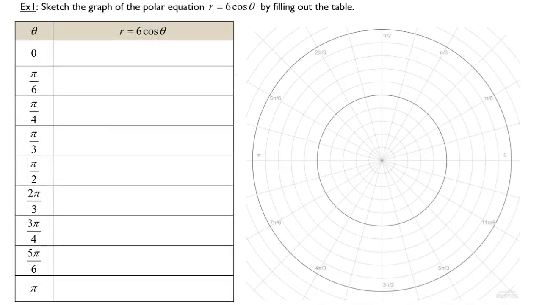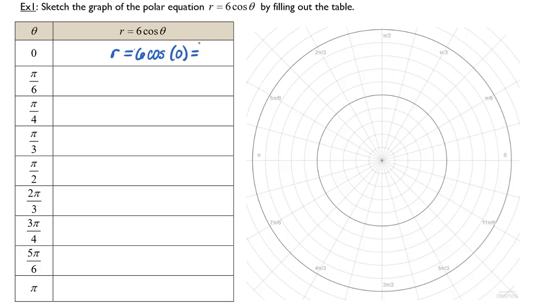Let's take a look at this first example. We're asked to sketch the graph of the polar equation r equals 6 cosine of theta by filling out the table. First, we're going to fill out all the values for r given these different theta values. We're substituting theta in, and r will equal 6 times the cosine of that angle.